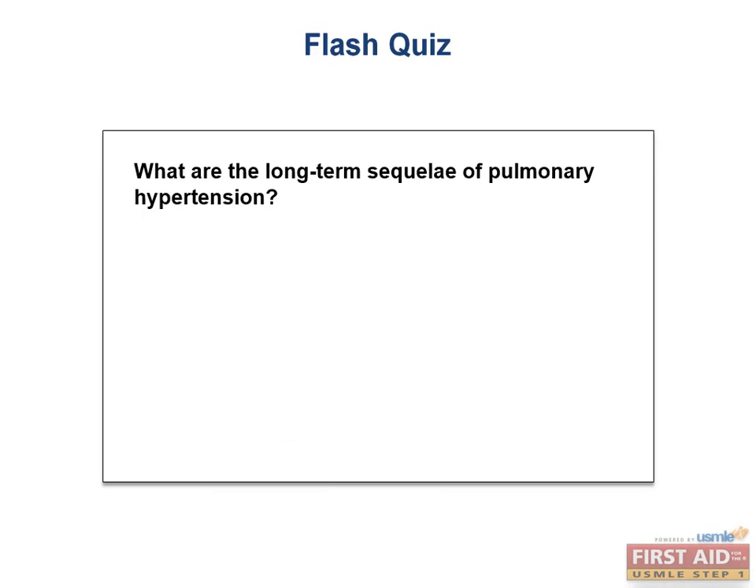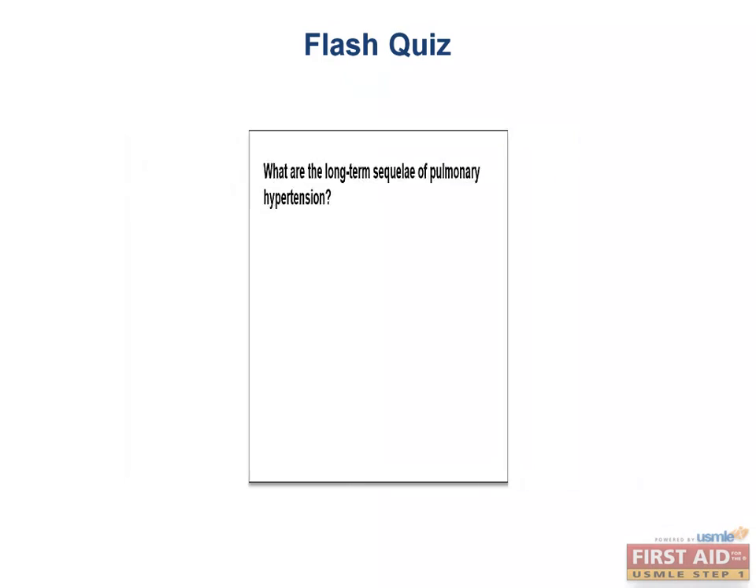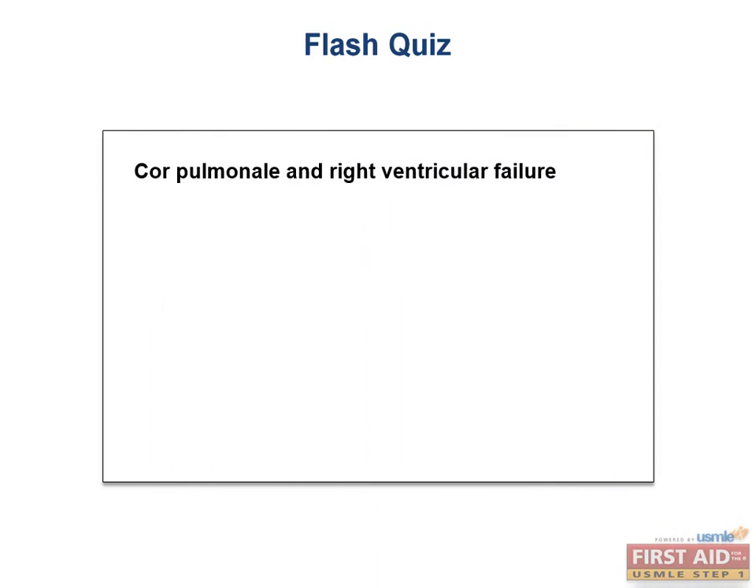Let's do a flash quiz. What are the long-term sequelae of pulmonary hypertension? The answer is cor pulmonale and right ventricular failure.